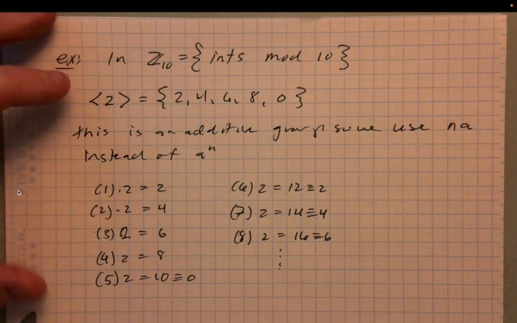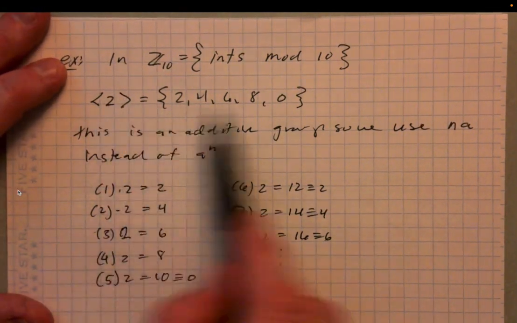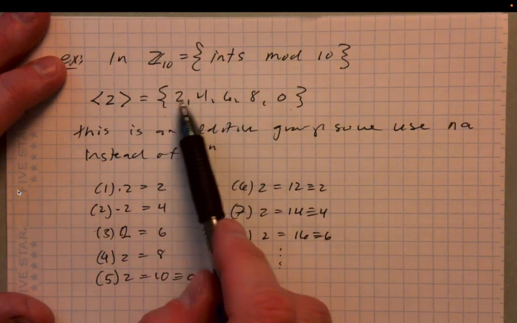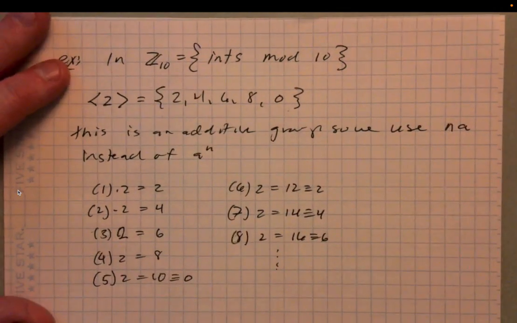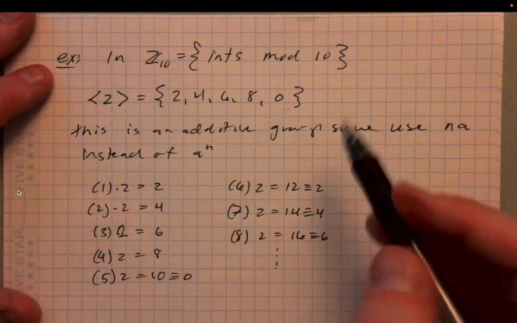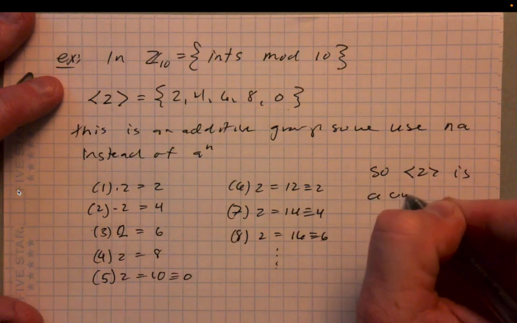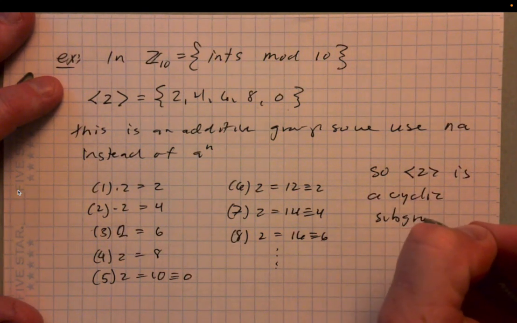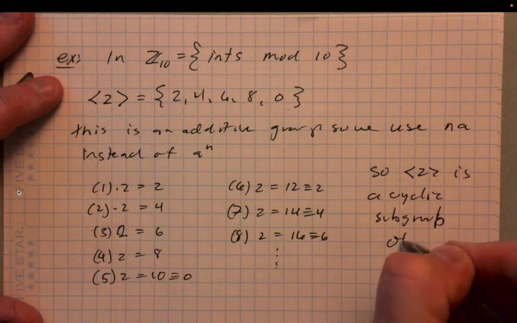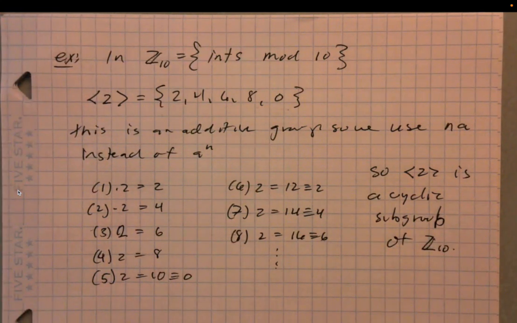Okay. So 2 doesn't generate all of Z10, right? We're missing in particular 1, 3, 5, 7, and 9, but it is a cyclic subgroup of Z10. Okay, so 2 generates a cyclic subgroup of Z10. A better way to say it would be to say it is the cyclic subgroup of Z10 generated by 2. Okay.